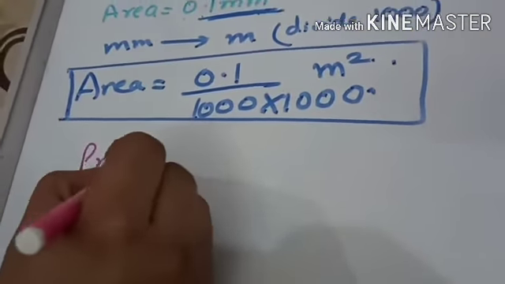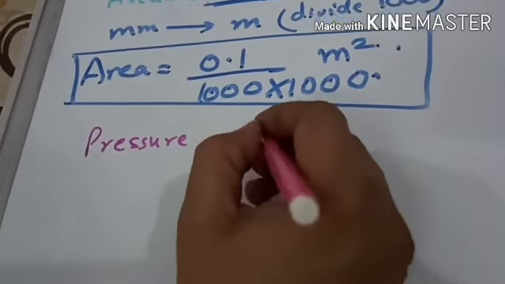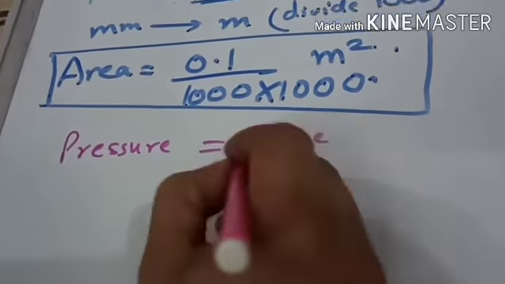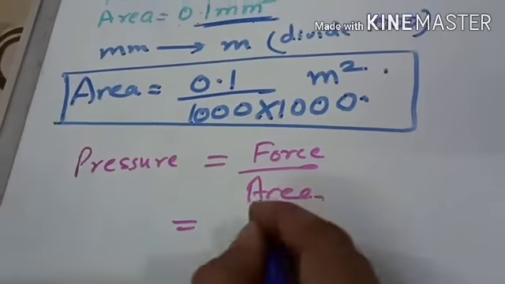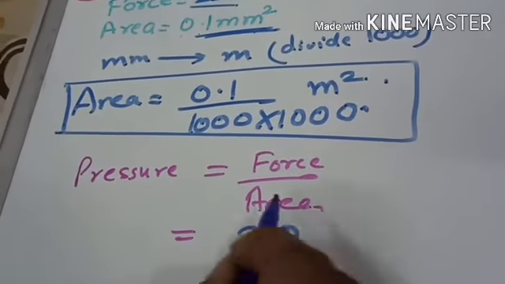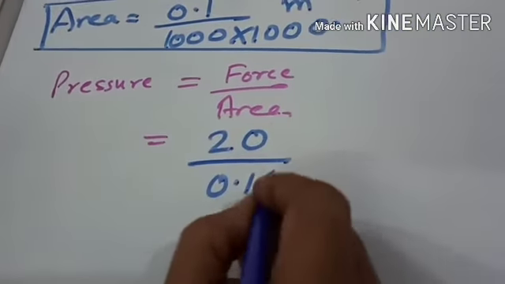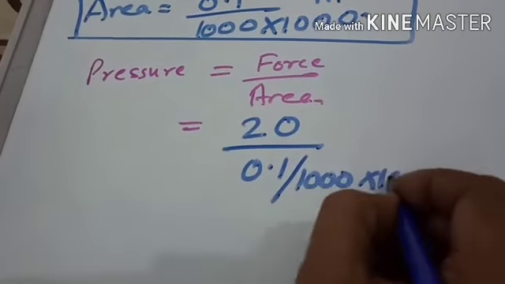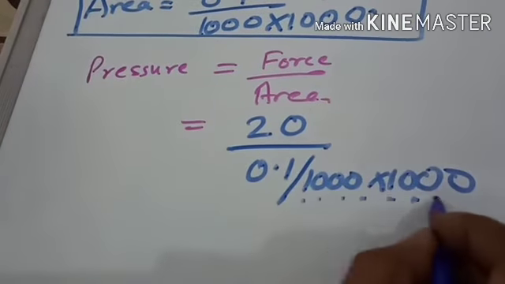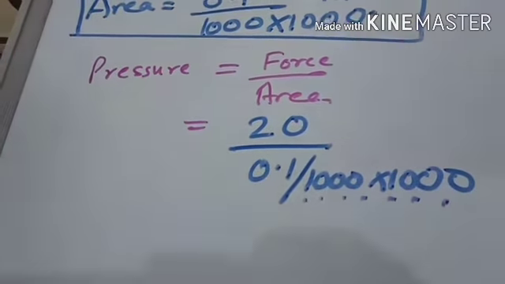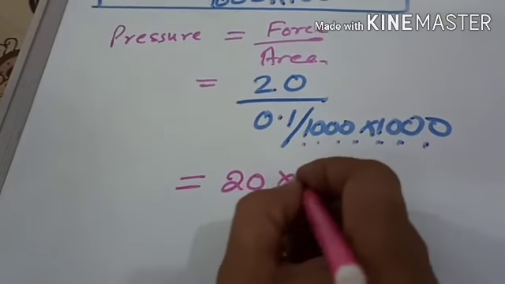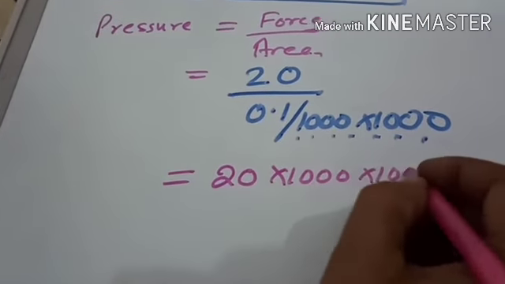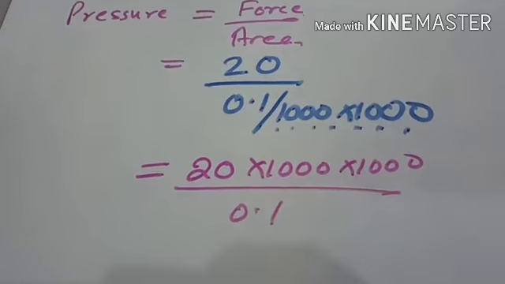Pressure is equal to force upon area, or thrust upon area. So force is given to us, 20 Newton. Area is 0.1 upon 1000 into 1000. Now this 1000 into 1000 will go into the numerator. So it will be 20 into 1000 into 1000 upon 0.1.